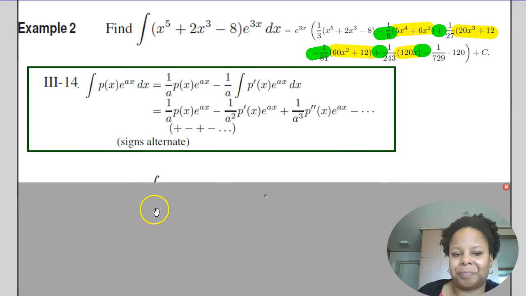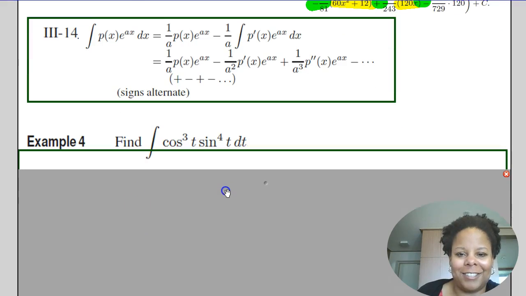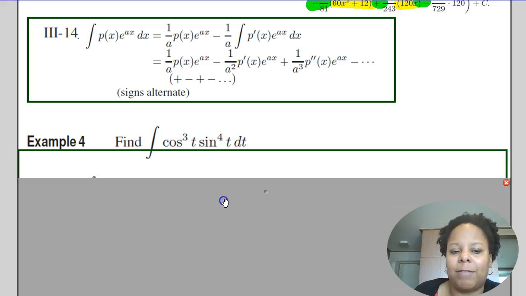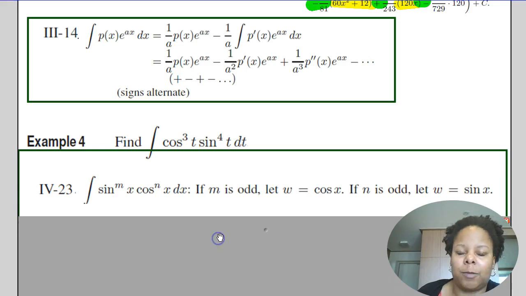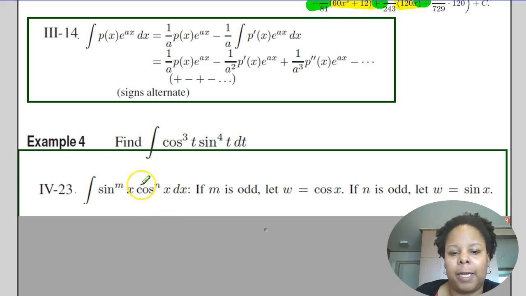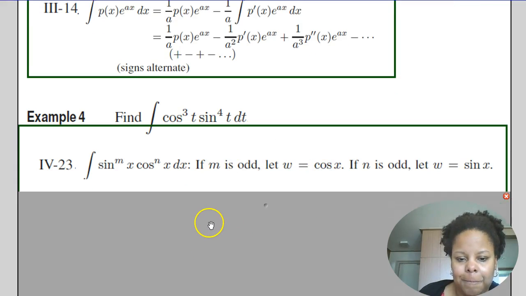And of course there's always plus c. All right, another example, find the integral of cosine cubed t times sine to the fourth t. Well, we have a formula in section 4 that's a result of multiplying cosine and sine, but it's a little bit more involved in that case because it depends on what these powers of cosine and sine are. So in this case, if m, the power of cosine, is odd, then we're going to use a substitution method and we're going to let w be equal to sine of t, okay?